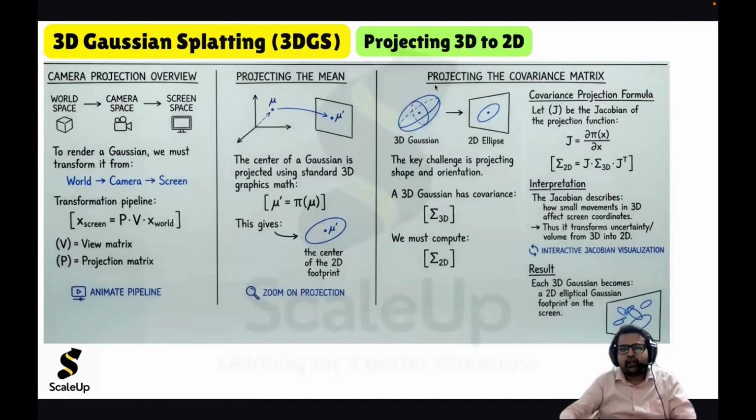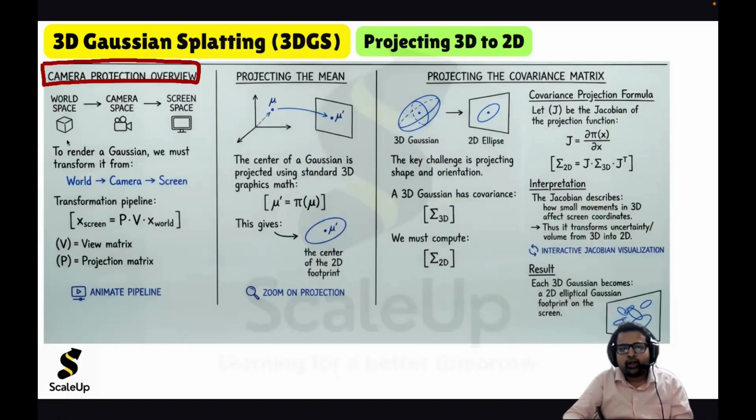Now see, we know that in splatting, we have to convert the 3D ellipsoid into a 2D ellipse. That is projecting 3D to 2D, because we throw 3D Gaussians on the screen, and when we throw them, the 3D will become 2D, the projection of it. So we'll see how we'll do that. First, let us look at the camera projection overview.